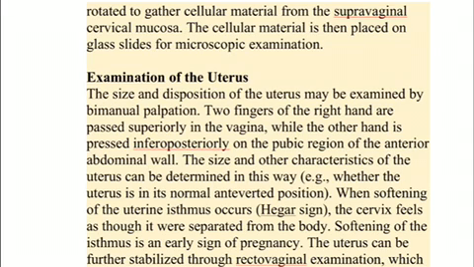When softening of the uterine isthmus occurs, that is referred to as Hegar sign. The cervix feels as though it's separated from the body. So when there is softening of the uterine isthmus, the Hegar sign, you feel the cervix as if it's separated from the body of the uterus. Softening of the isthmus is an early sign of pregnancy. So once a doctor examines and observes that, he knows the woman is pregnant.